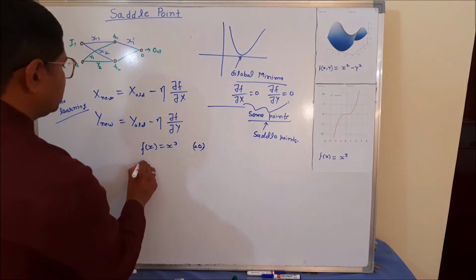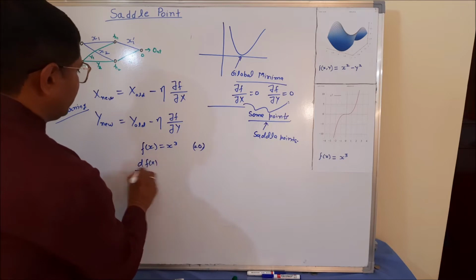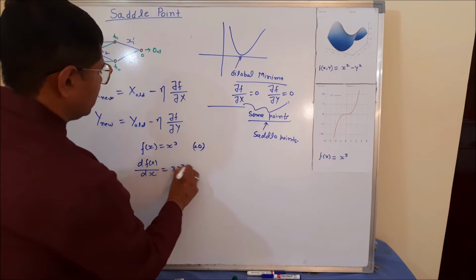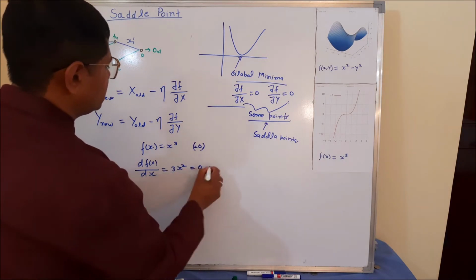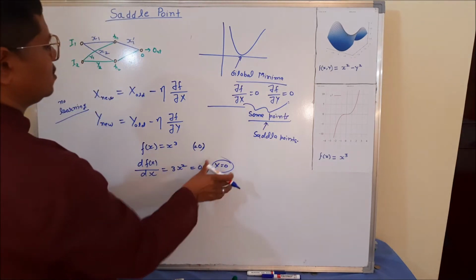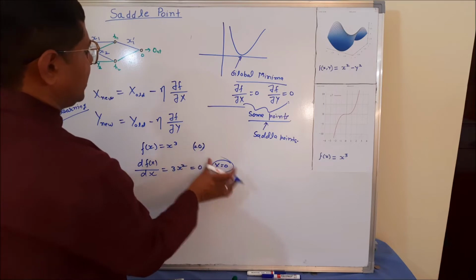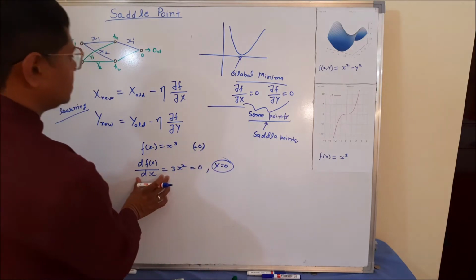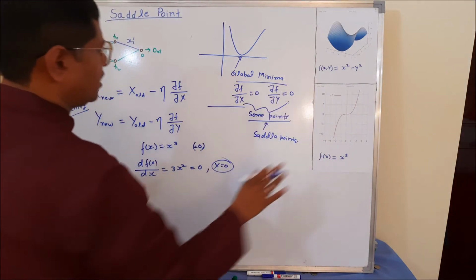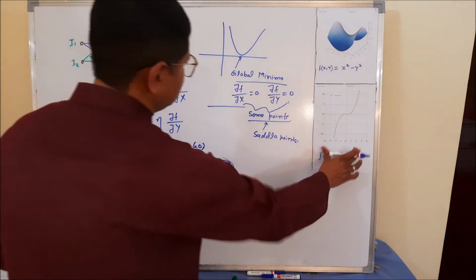We can understand this when we take the derivative of f(x) with respect to x, it becomes 3x squared, and when we evaluate it at 0, it gives 0. So the derivative at x equal to 0 is equal to 0, meaning at x equal to 0 the system will not learn. So this is the saddle point for this scenario.